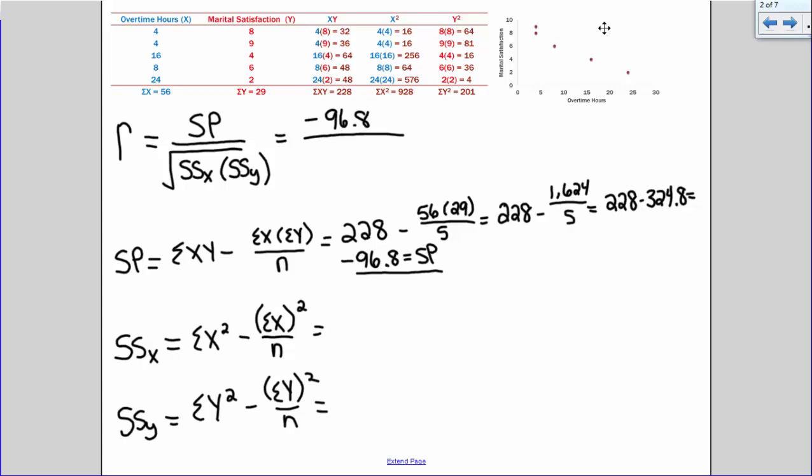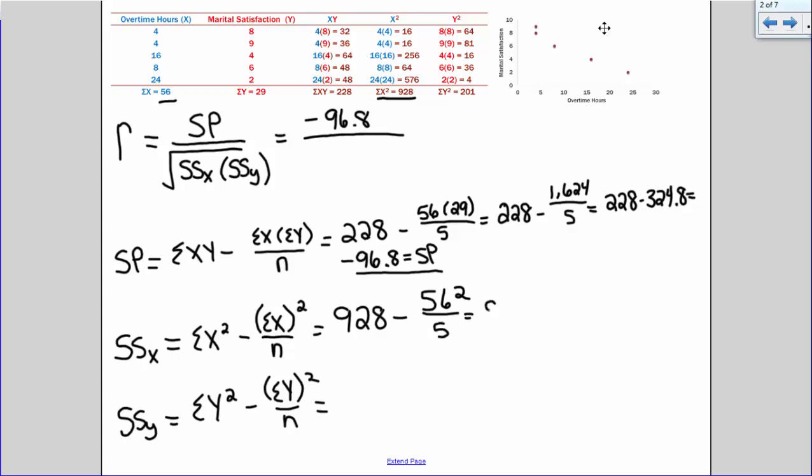Okay, now let's find the sum of squares for overtime hours, or our x variable here. So we have the sum of x squared right here, all the x's squared and added together, right? So we've got 928 minus the sum of x in parentheses, so it comes first, or 56, right up here, squared, divided by the sample size of 5.